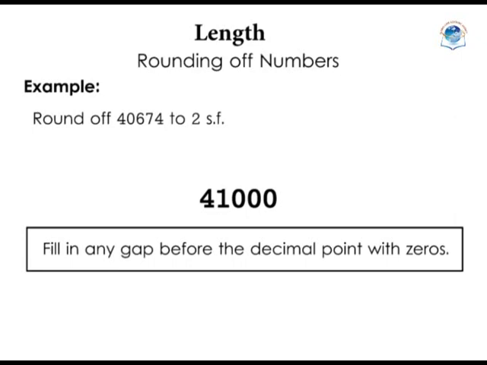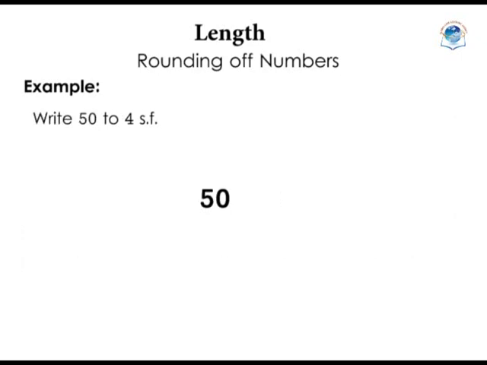And lastly, write 50 to 4 significant figures. In this number, there is only one significant figure, 5. Where do we get the other significant figures? If we put 0, then it makes all the digits significant, including the 0 that was initially not significant. So we have 3 significant figures. To get the fourth, we add another 0 after the decimal, and so we have 50.00.